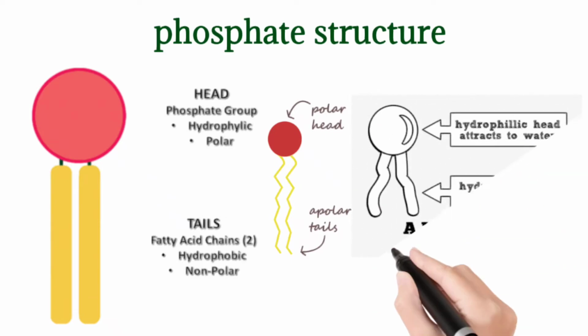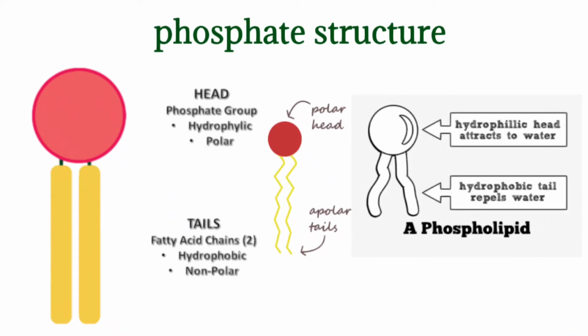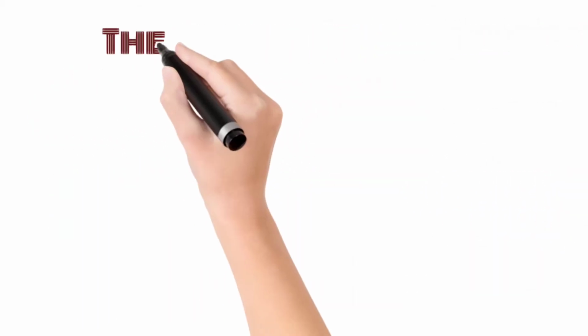So the surface or head region is attracted to water. It is known as hydrophilic. It attracts water. It absorbs the water, but the tail is hydrophobic. It repels the water. So water cannot be absorbed in the tail.